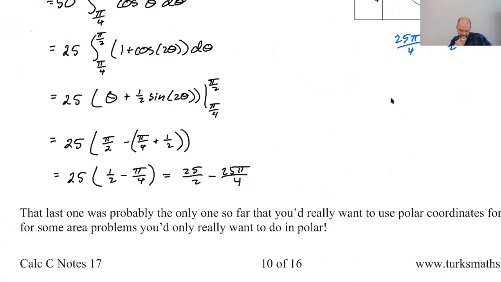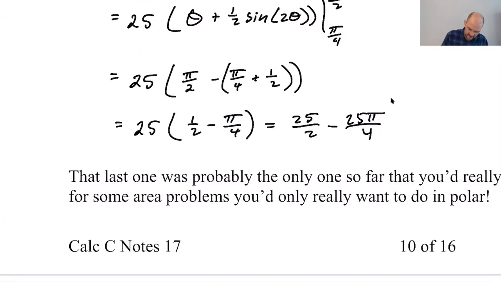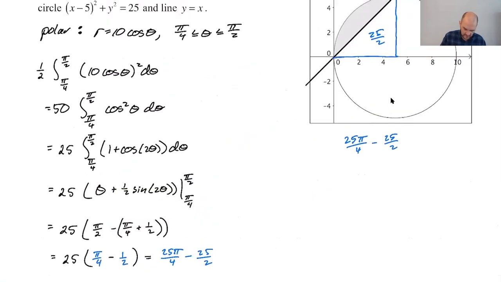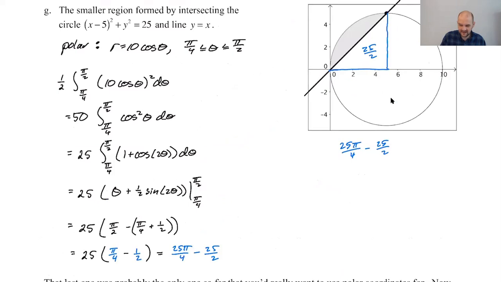Why do I have them flipped? Oh, because I just wrote it wrong. Good job, me. This is supposed to be pi over 4 minus 1/2, which would have given me, it's a good thing I went back and did the geometry, right? Should have given me 25 pi over 4, which is the quarter circle, minus 25 over 2, so like half a triangle. Half the triangle? No, it's the full triangle. It's half of the square that we cut in half to get the triangle.